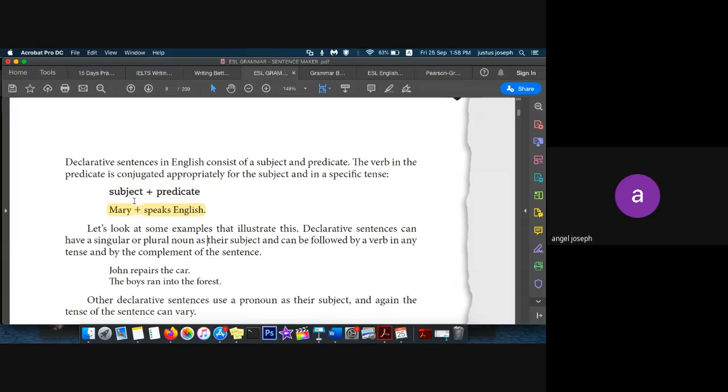Now we understood that Mary is the subject. This last part, whatever this Mary is doing or whatever happens to Mary, that's called predicate. So a declarative sentence is made of two things. One is a subject and one is a predicate. Subject is the doer or somebody who does something, or the effect of the action falls on that person. And whatever action has happened, whatever is the result, is called the predicate.